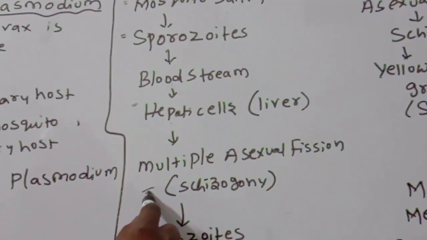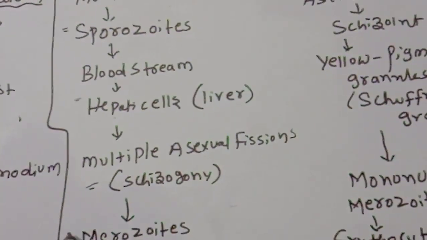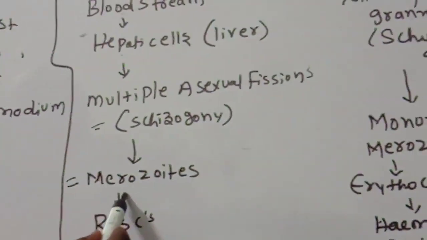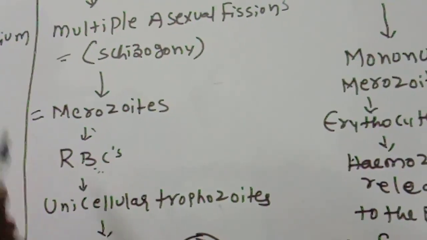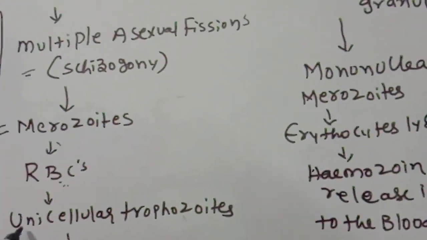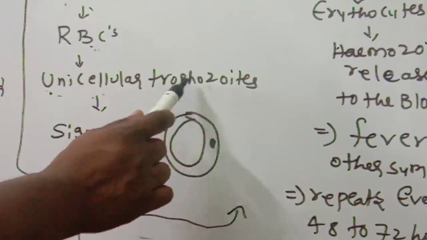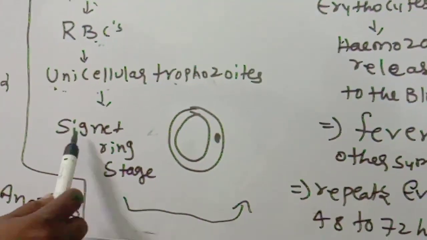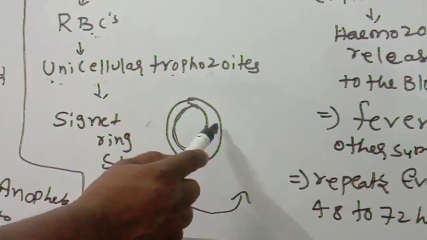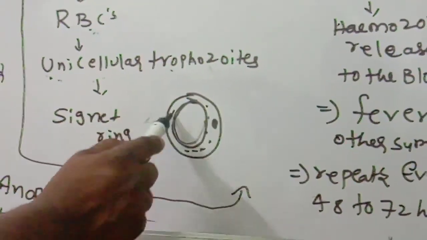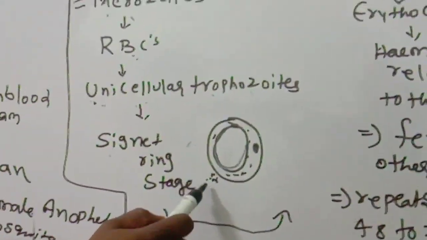Asexual fissions take place, then produce merozoites. These merozoites come out from the liver cells and infect the RBCs. These unicellular merozoites in the RBCs are converted into which one? Trophozoites, unicellular trophozoites. At that time these trophozoites have one particular shape: a vacuole is formed, the nucleus is at one corner, and cytoplasm is there. This stage is called the signet ring stage.